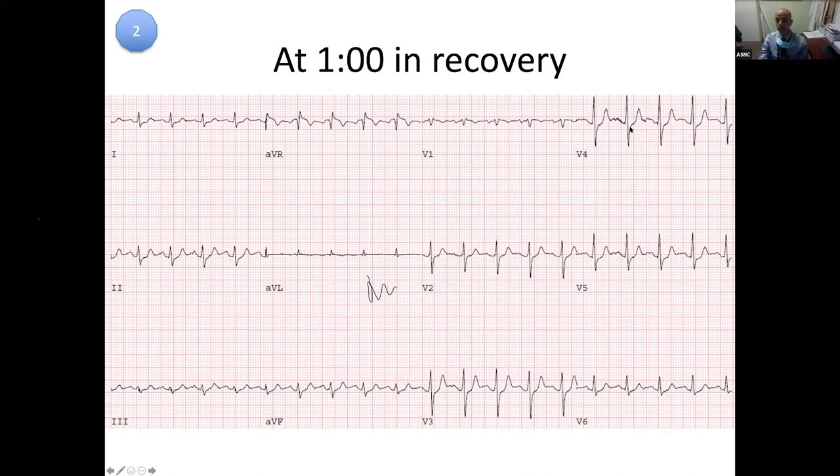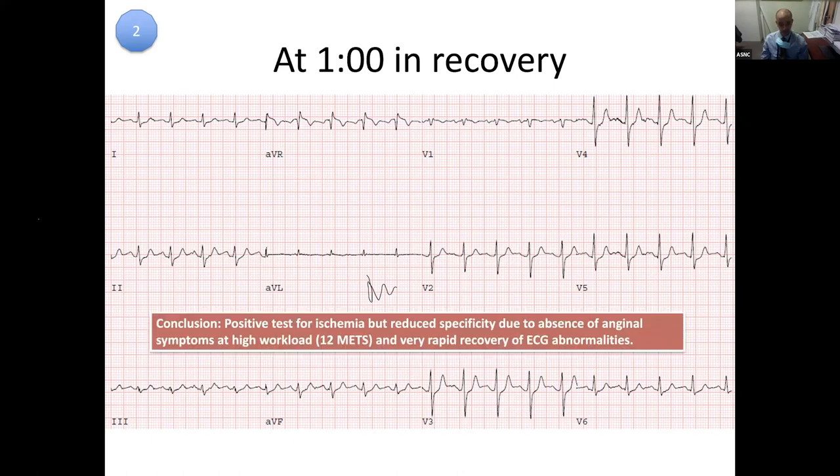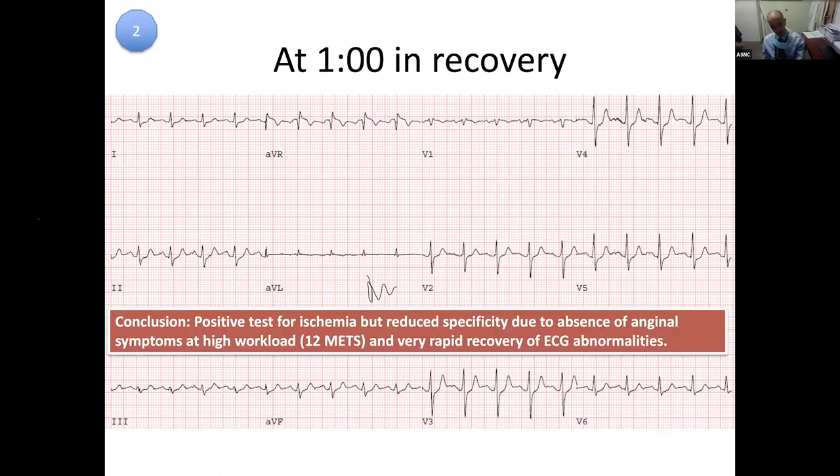that you can see here that the ST segments have completely resolved all the way through, at less than a minute of recovery. So the way we reported this test was a positive test for ischemia given the EKG changes, but reduced specificity due to absence of anginal symptoms at high workload and very rapid recovery of ECG abnormalities.